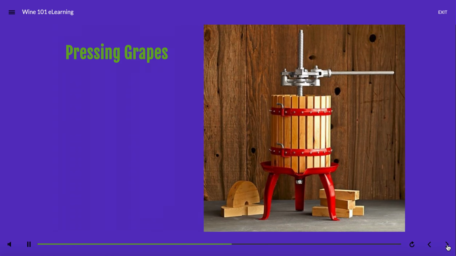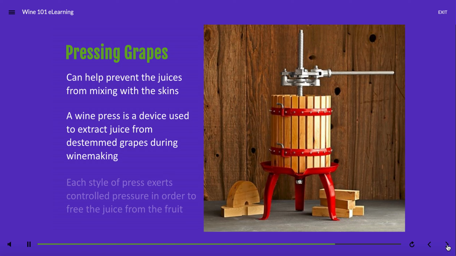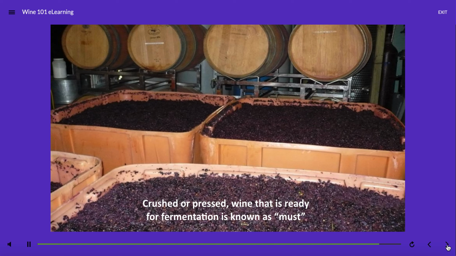Pressing grapes instead of crushing them can help prevent the juices from mixing with the skins. A wine press is a device used to extract juice from destemmed grapes during winemaking. There are a number of different styles of presses that are used by winemakers, but their overall functionality is the same. Each style of press exerts controlled pressure in order to free the juice from the fruit. Crushed or pressed, wine that is ready for fermentation is known as must.